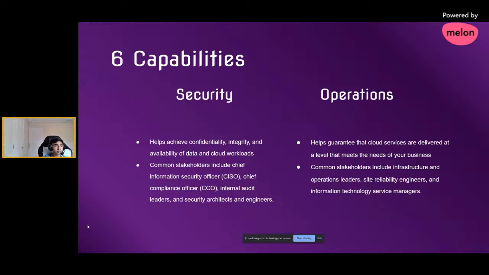For operations, CAF helps to guarantee that cloud services are delivered at a level that meets the needs of your business. And common stakeholders for this are going to include infrastructure and operations leaders, site reliability engineers, and also information technology service managers.